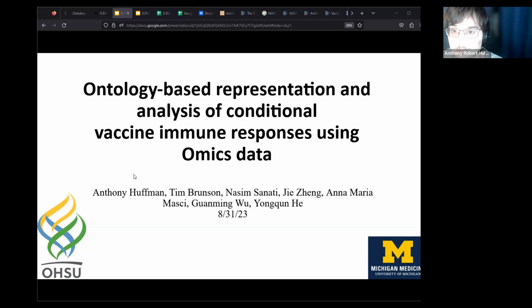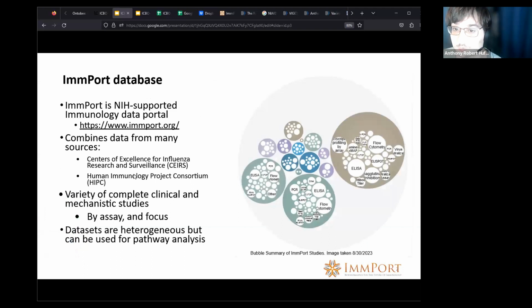Thank you everyone for joining me for my talk on the ontology-based representation and analysis of conditional vaccine immune responses using omics data. So the impetus for this project was actually a grant that we received from the National Institute of Allergies and Infectious Diseases to work on the ImmPort project.